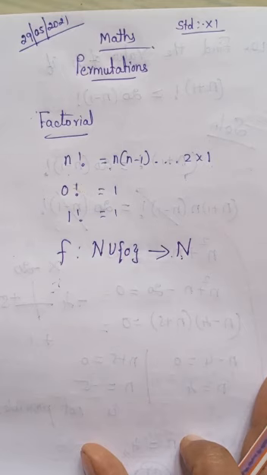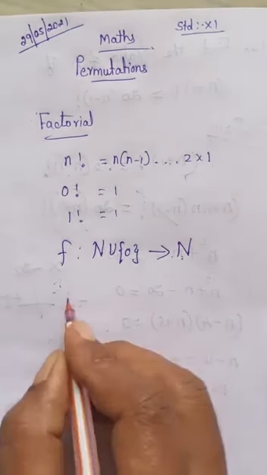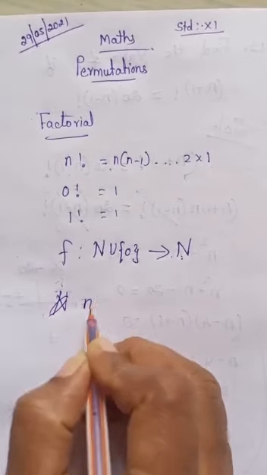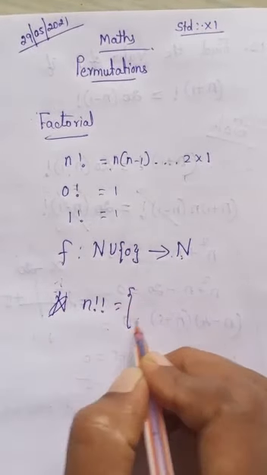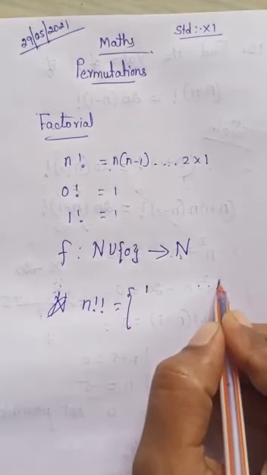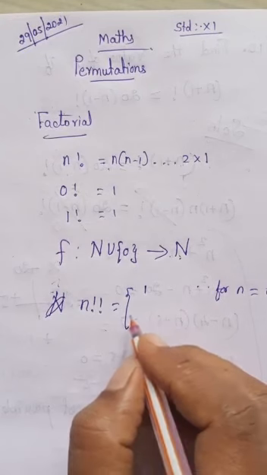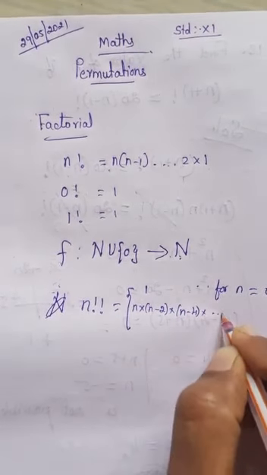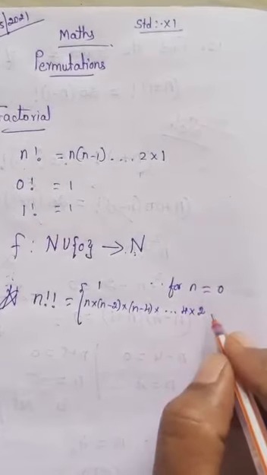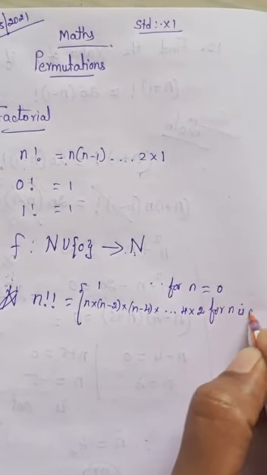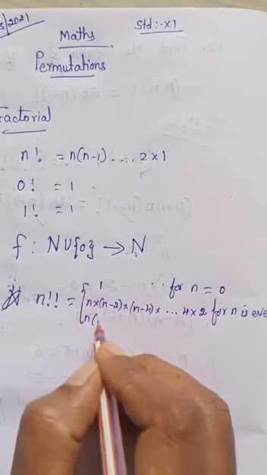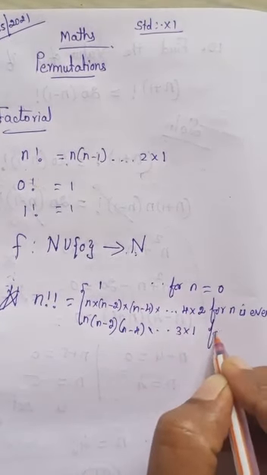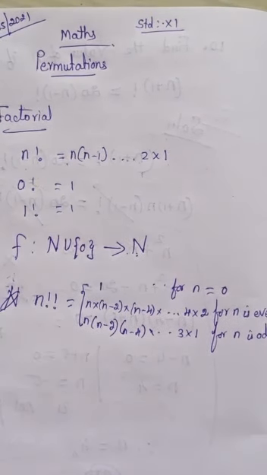Using double factorial, we don't have any problem. Just for your knowledge. Double factorial, how to find it out? First, we can write the formula. N double factorial is equal to 1 for n equal to 0. Then n into n minus 2 into n minus 4 into etc. up to 4 into 2 for n is even. Then n into n minus 2 into n minus 4 into etc. 3 into 1 for n is odd.